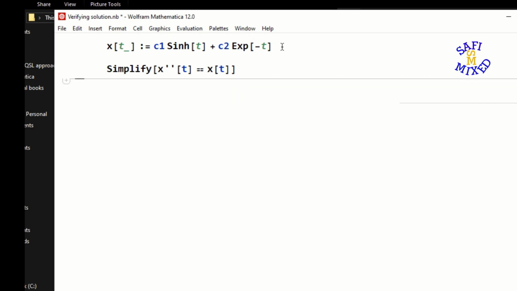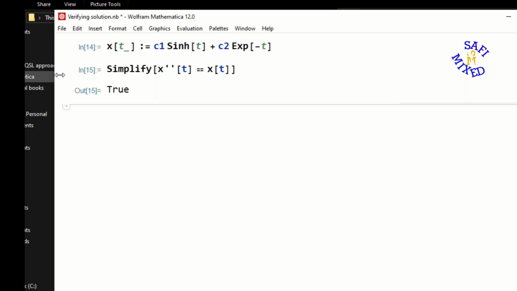If I run this program by first pressing Ctrl A to select the two statements and then run this, Mathematica gives me True. True means that yes, x(t) is the solution to this differential equation.